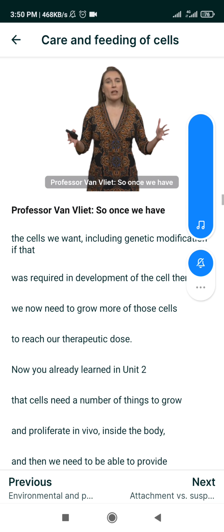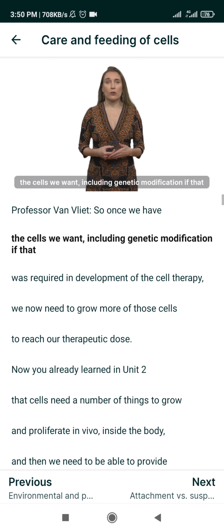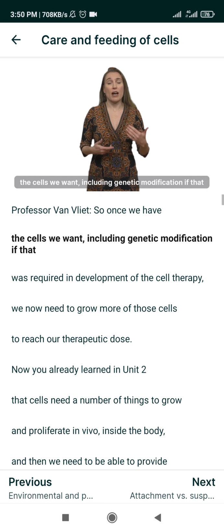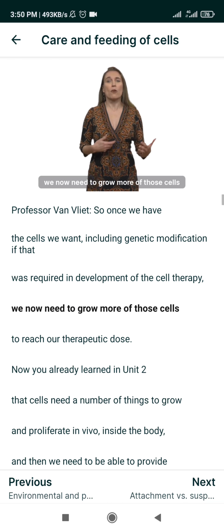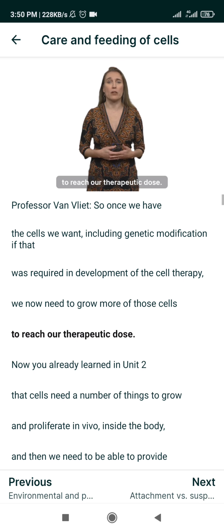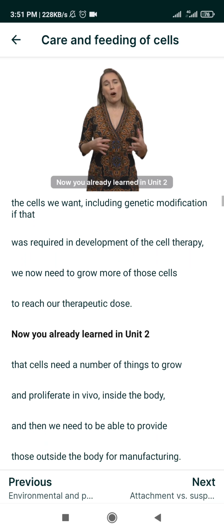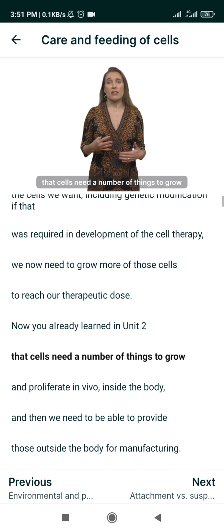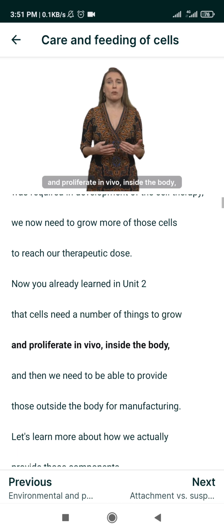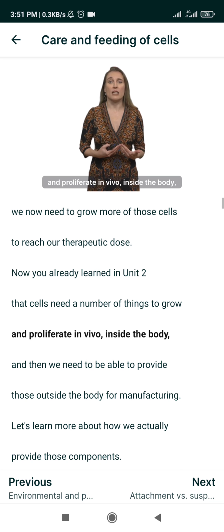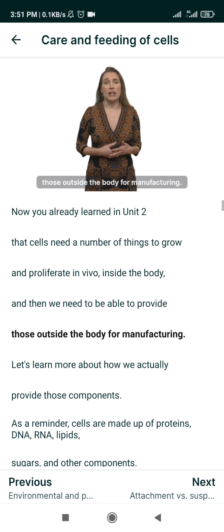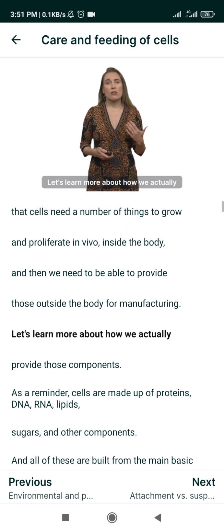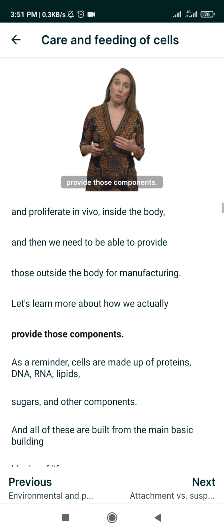So once we have the cells we want, including genetic modification if that was required in development of the cell therapy, we now need to grow more of those cells to reach our therapeutic dose. Now, you already learned in Unit 2 that cells need a number of things to grow and proliferate in vivo, inside the body, and then we need to be able to provide those outside the body for manufacturing. Let's learn more about how we actually provide those components.